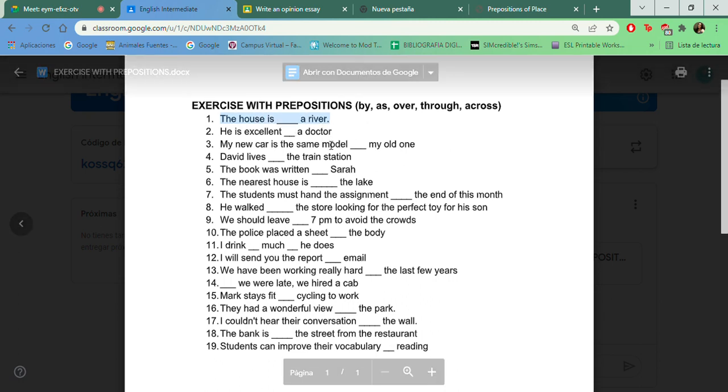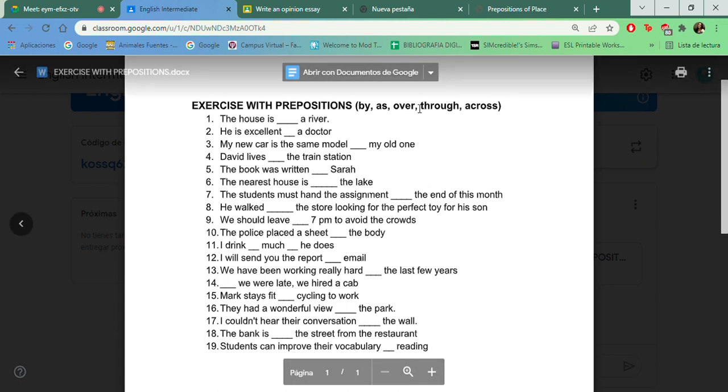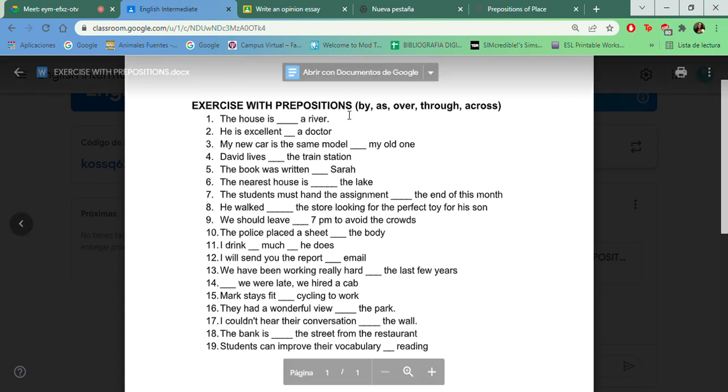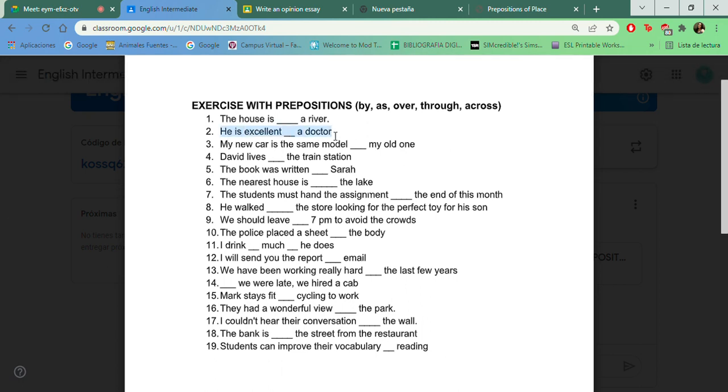Great. So remember, these are prepositions of movement sometimes. Good. And the house is across the river, yes, or by the river. Good, by, excellent. Okay. He's excellent as a doctor. Very good.